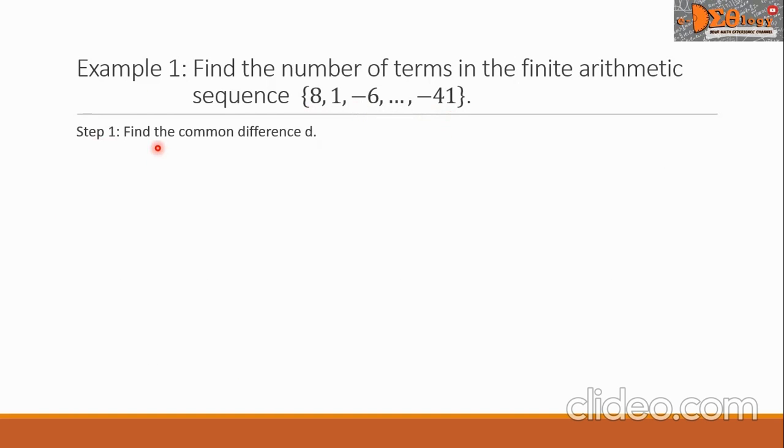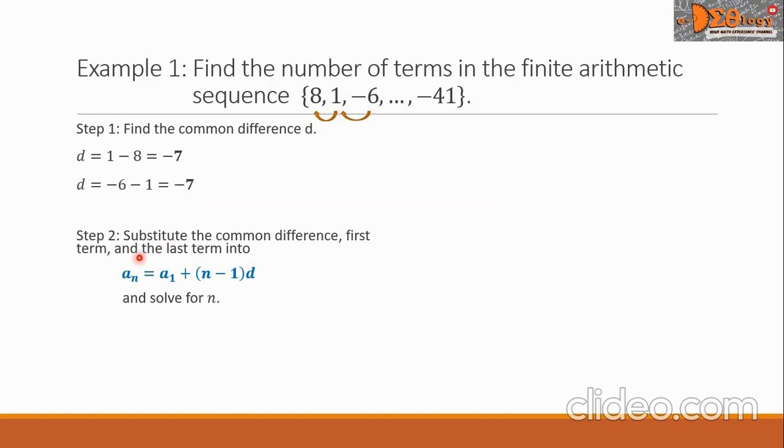Step 1. Let us find the common difference D. Using our second term and the first term, so that is 1 minus 8, that is equal to -7. Just to be sure, we can also check this -6 minus 1. We will get also this -7. So we are sure that this is an arithmetic sequence with the common difference D as -7.